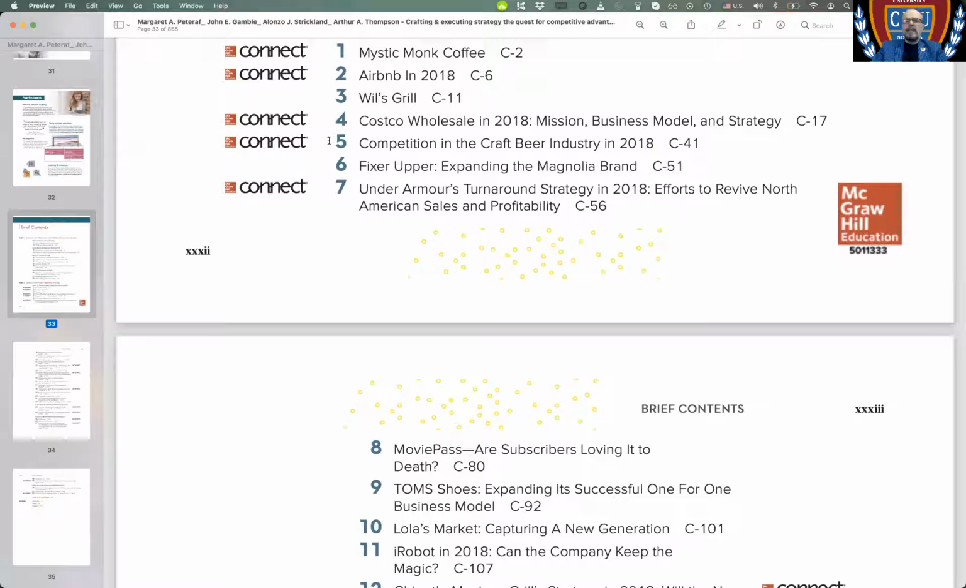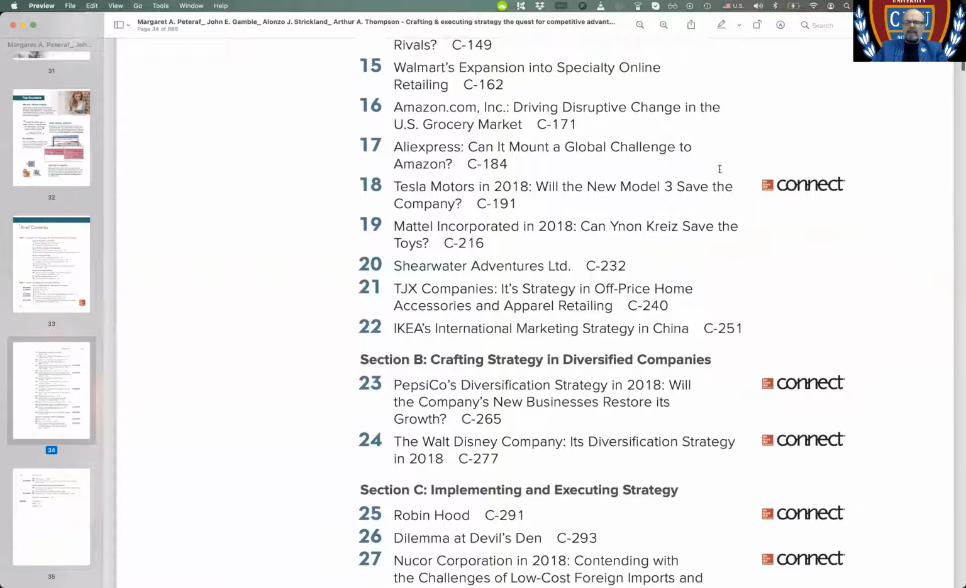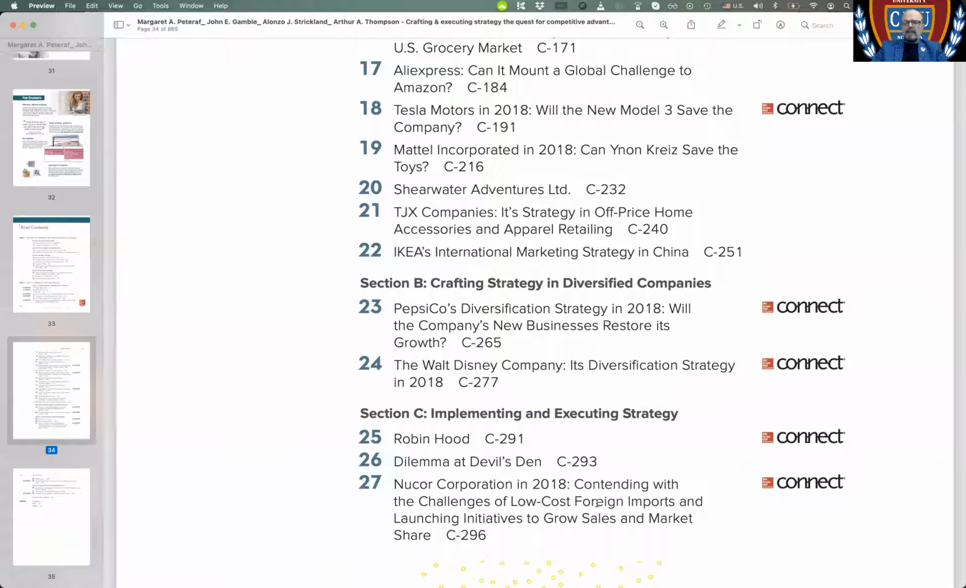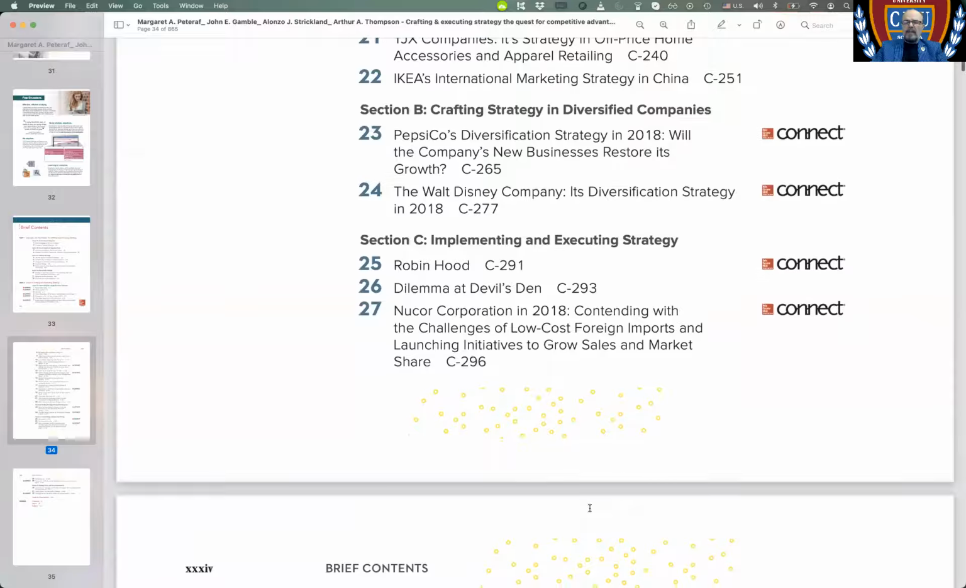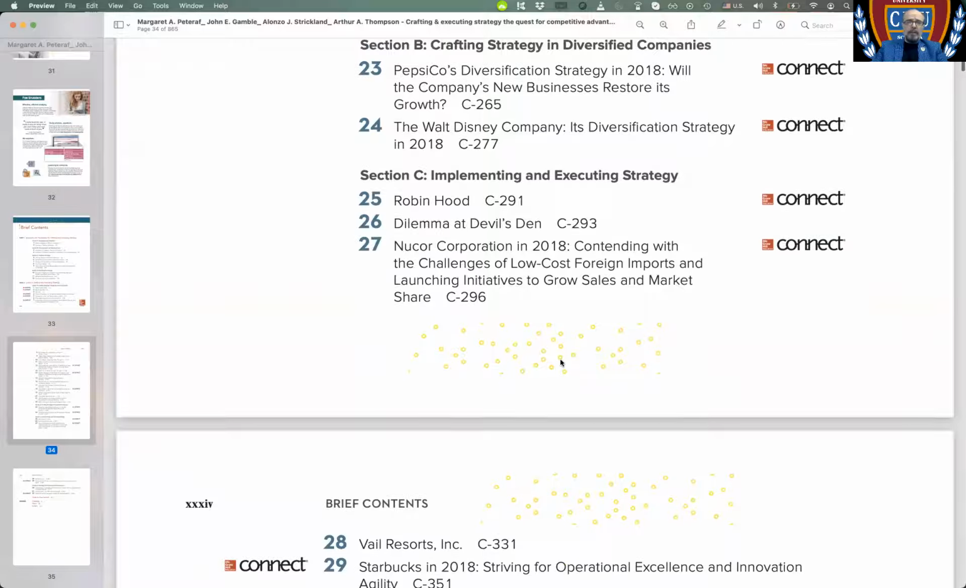One is case number 4, which is Costco Wholesale in 2018, and that goes from C17 to C40. And the next one is case 27, and that's Nucor Corporation, and how it is trying to compete against inexpensive steel. And this one again starts from page 296 and continues to 330. Make sure you have access to the book.